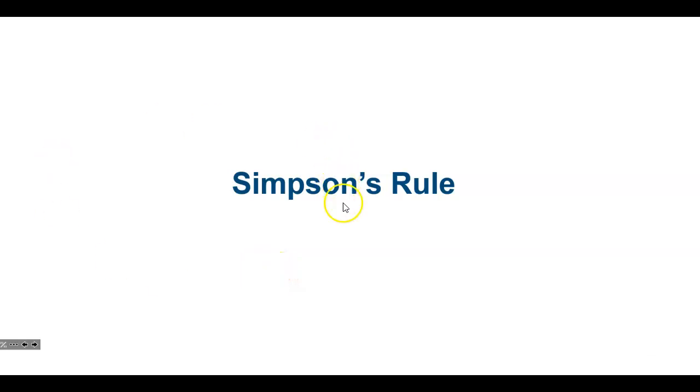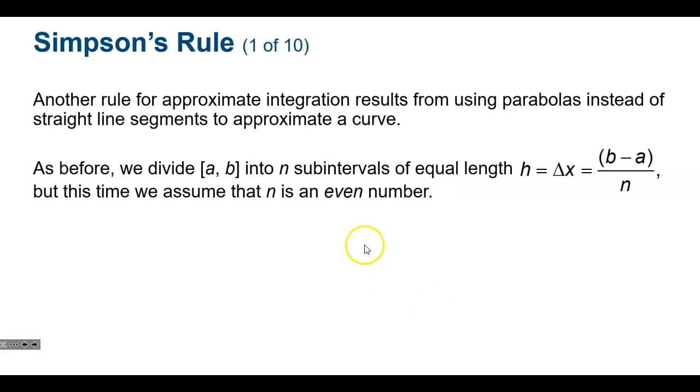The next rule we're going to be talking about is Simpson's rule. Simpson's rule is another rule for approximate integration that results from using parabolas instead of straight line segments to approximate a curve. As before, we divide the interval into n subintervals of equal length h, which is equal to the displacement, (b minus a) over n. But this time we assume that n is an even number.